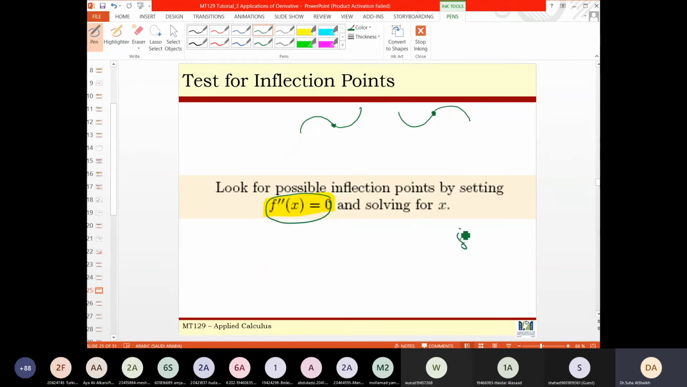Be careful. When I let F dash of X equal to 0, I will get maximum or minimum point. But when I let F double dash of X equal to 0, I will get the inflection point. And we study the sign of F double dash. The study will be the study of sign of F double dash of X.